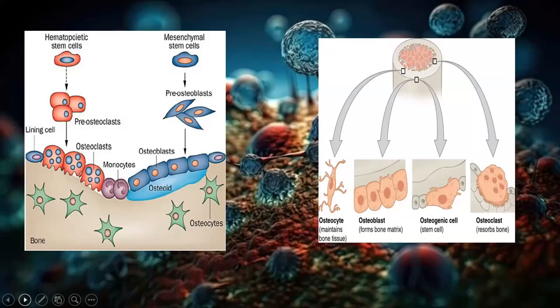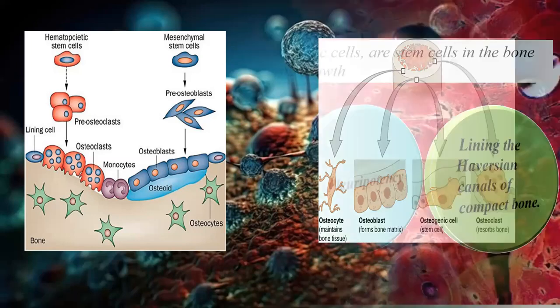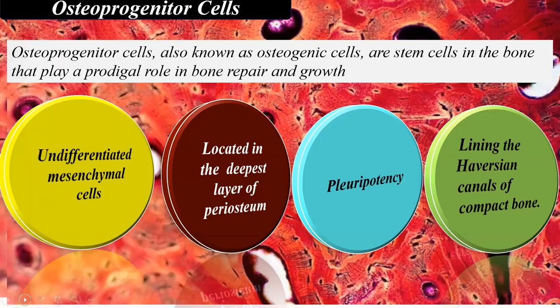The predominant cells, the bone cells, are the osteoblast, which forms the bone matrix, and the osteoclast, which resorbs the bone. You have osteogenic cells, they are the stem cells, and the last one being the osteocytes. Okay, so let's have a look at osteoprogenitor cells.